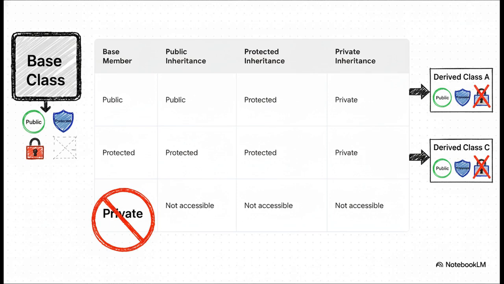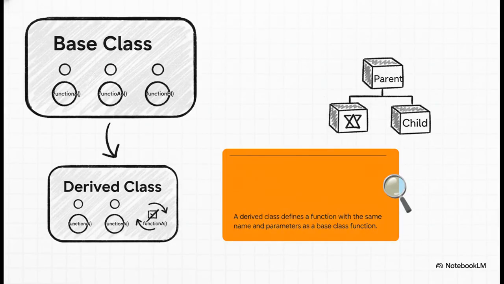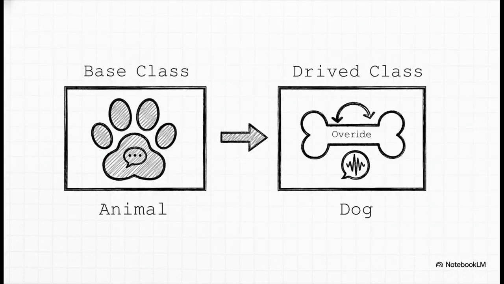But here is the single most important rule of all. Private members of a base class are never, ever accessible to the child. No exceptions. They're totally off limits. Okay, but what if a child class inherits a function but needs it to do something a little different? That's where function overriding comes into play. It lets the child class provide its very own version of a function it got from its parent. And here's a classic example.